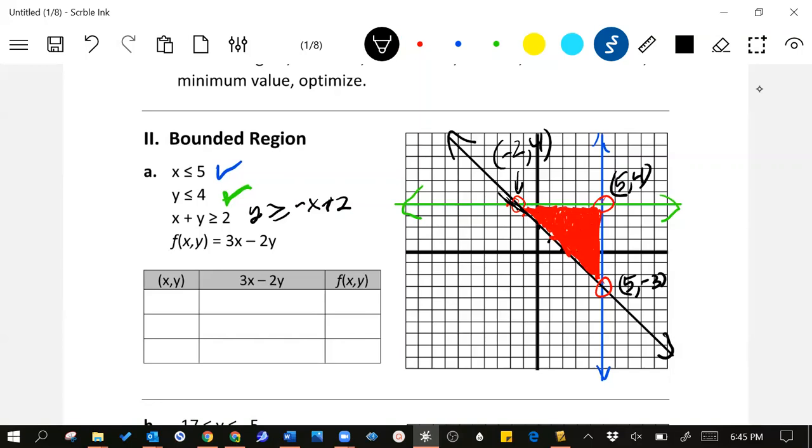So with those 3 points, we're going to come over here and enter them. Negative 2, 4, 5, 4, and 5, negative 3. This is the equation 3x minus 2y. We're going to put those numbers in for both. 3 times negative 2.